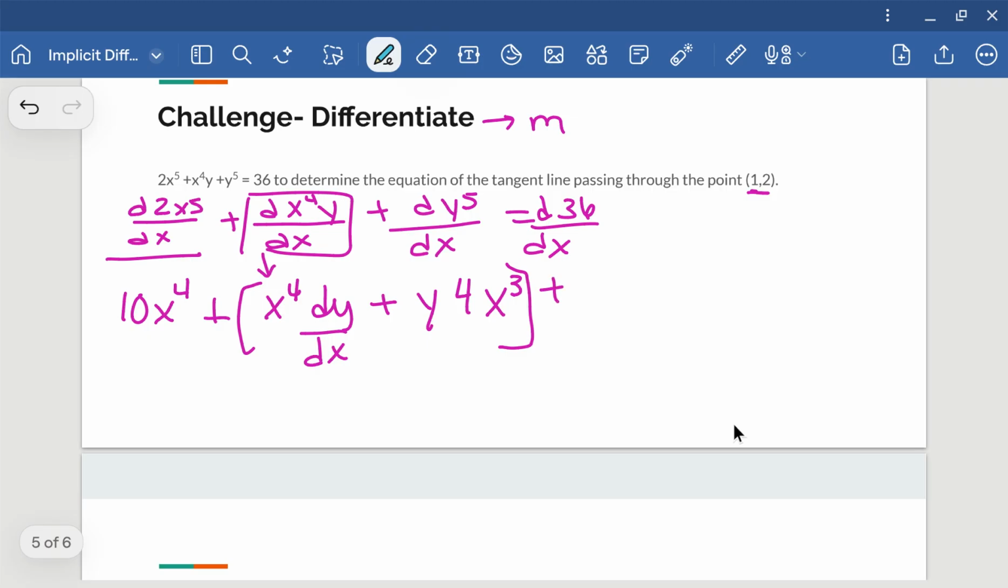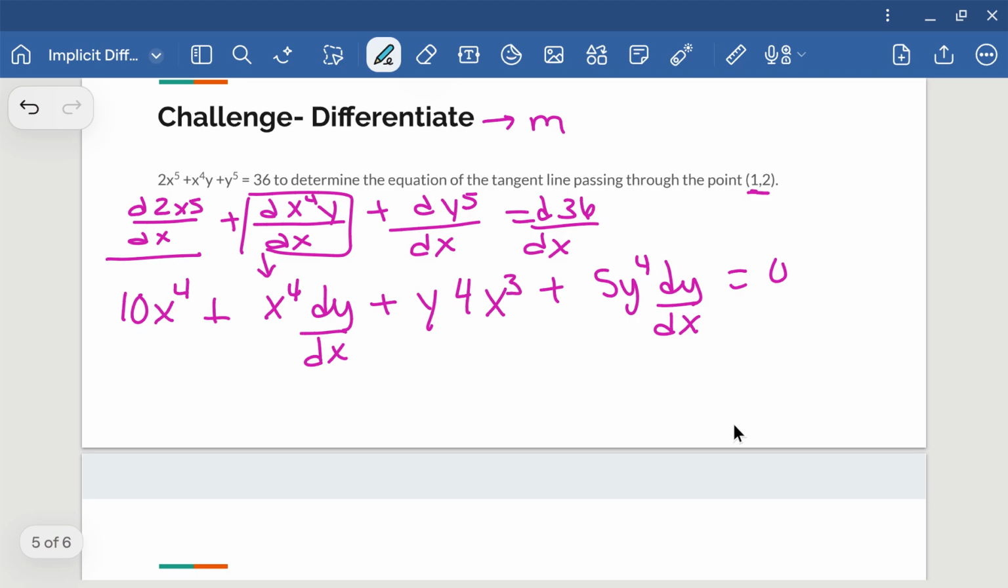Now I keep going and I add on my derivative of y to the power 5, which will be 5y to the power 4 dy over dx, and my derivative of 36 is just 0. So I put this in brackets, but I actually don't need it. I just wanted to show where it came from, and that was that product rule.